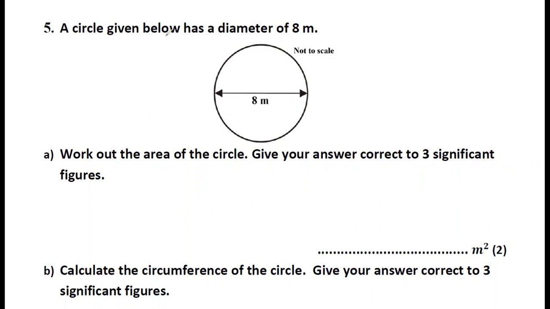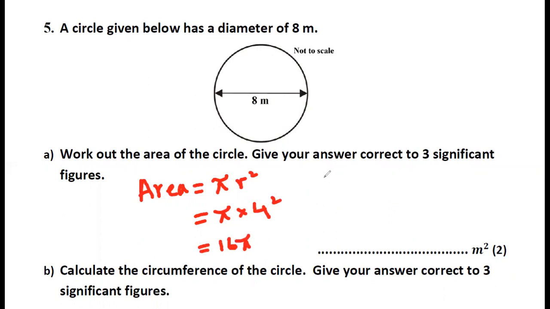Let's move to the next question. It says, a circle given below has a diameter of 8 meters. Work out the area of the circle. Give your answer correct to 3 significant figures. As we know, the area of the circle can be worked out by using the formula pi r squared. The question is, what's the radius? At the moment, diameter is given as 8, and we should know that radius is half of the diameter, so that's why pi times 4 squared, not 8 squared. So 16 pi, let's see what 16 pi equals as a decimal.